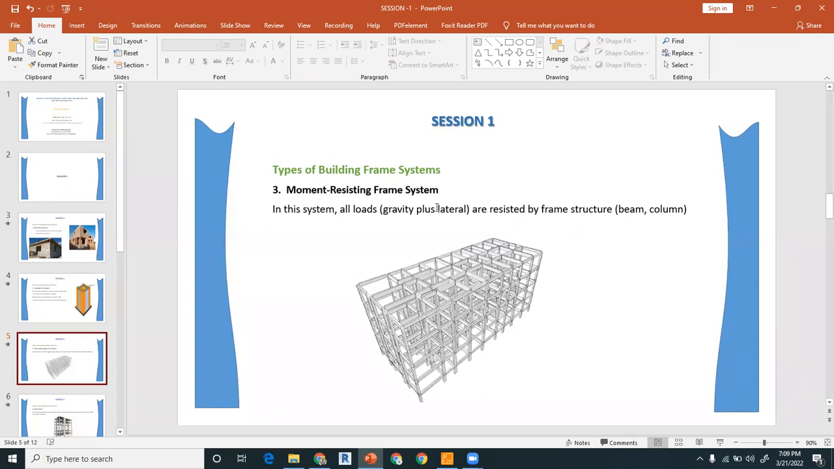All of these will be resisted by the frame, right? So the action of the shear walls or the lift walls depends upon the torsion irregularity and the drift. So you will be introducing these shear walls as per the requirement, but the basic system which will resist all of the loads, the gravity loads plus the lateral loads, will be the frame structure. So this is very commonly used all around the world, and it is very safe.